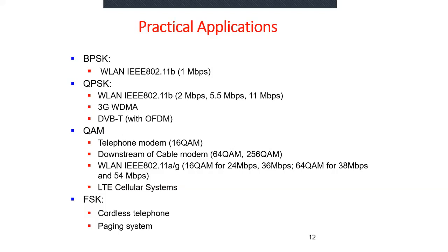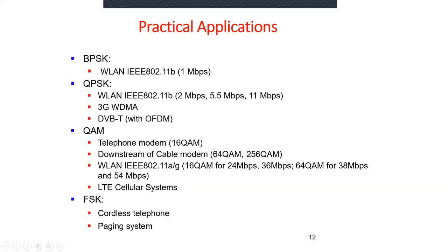Quadrature amplitude modulation is used in most of the telephone modems, and it is used in the downstream of cable modems, like 64 QAM, 256 QAM, and so on. Even it is used in wireless local area network, IEEE 802.11a/g. There are a variety of wireless LAN standards. For IEEE 802.11a/g, QAM is used with 16 QAM for 24 Mbps and 36 Mbps, and 64 QAM could provide 48 Mbps and 54 Mbps.